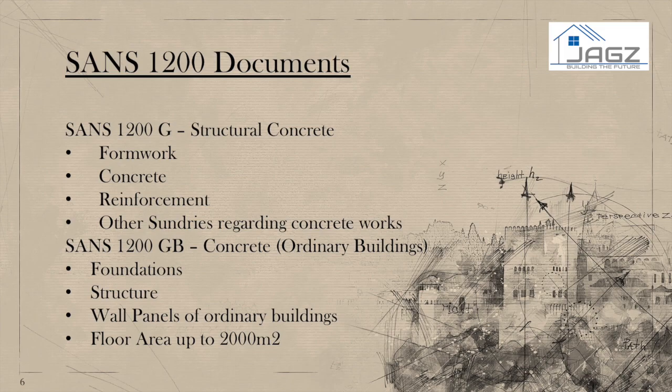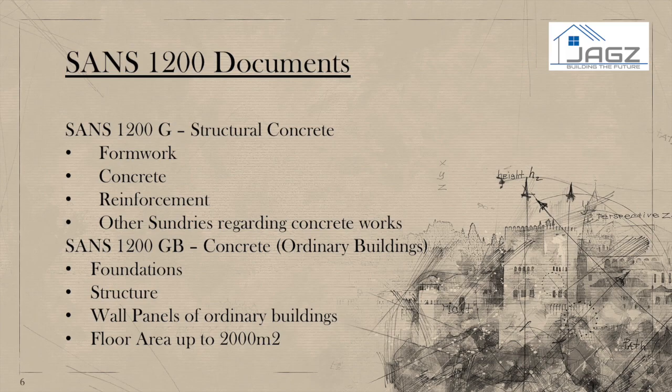For this assignment, we have used two SANS documents, SANS 1200 G, Structural Concrete, and SANS 1200 GB, Concrete for Ordinary Buildings. SANS 1200 G provides a specification concerning the standards of concrete works. The specification details all elements to be taken into consideration when performing work concerning formwork, concrete, reinforcement, and other sundries with regard to concrete work for any project.